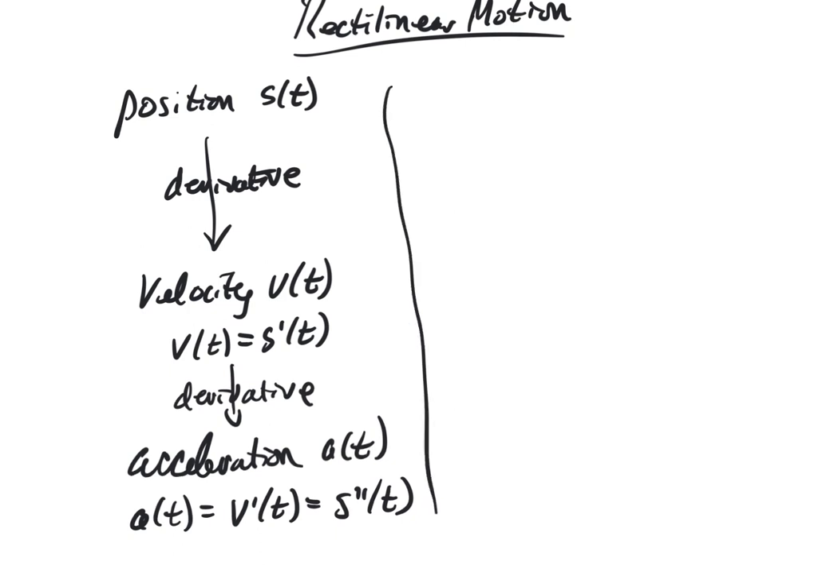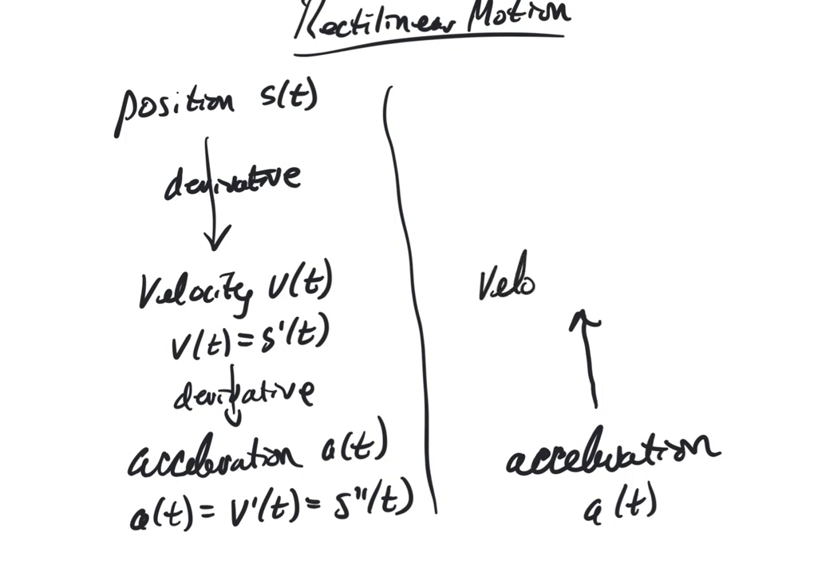And today we're just going to do it backwards. That means if we start with an acceleration function, again, we usually think of it as a of t, we can go backwards to the velocity function. And what we're going to do is get to the velocity function by integrating the acceleration.